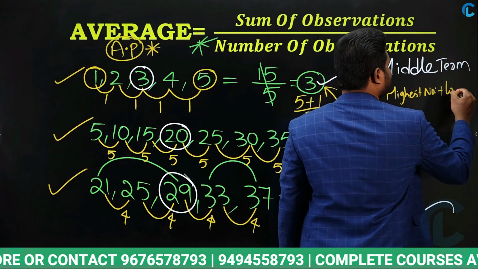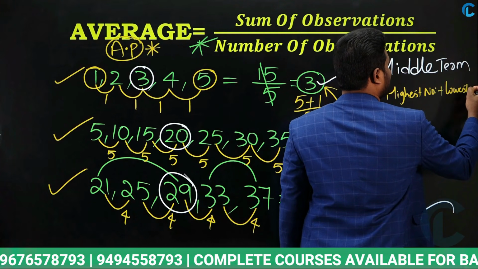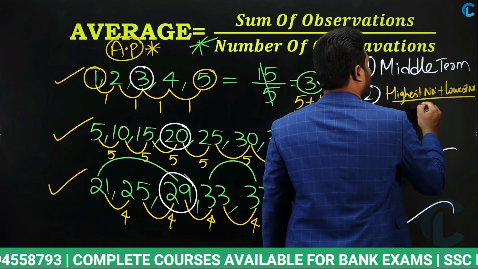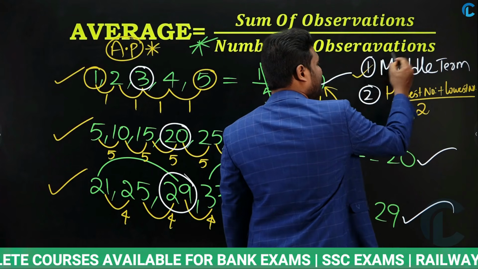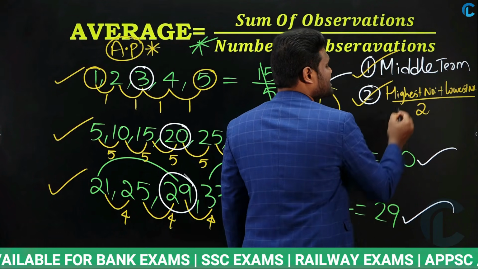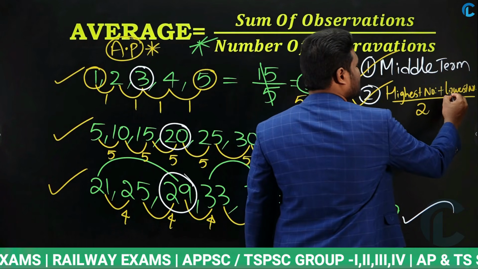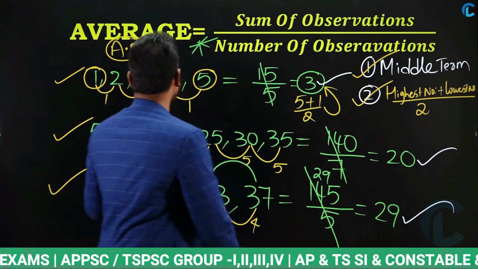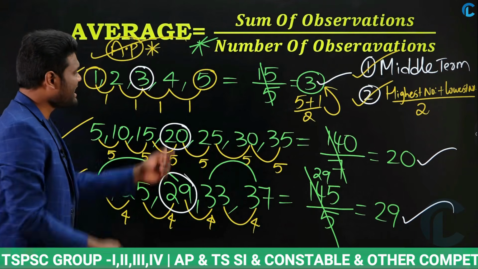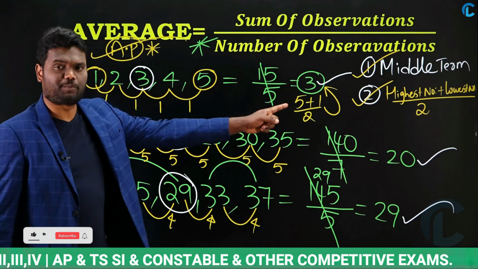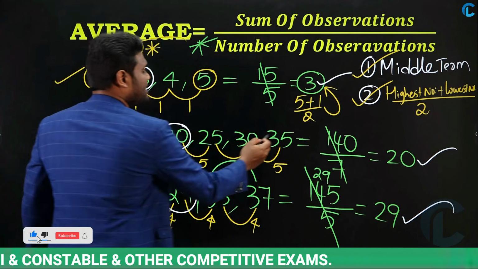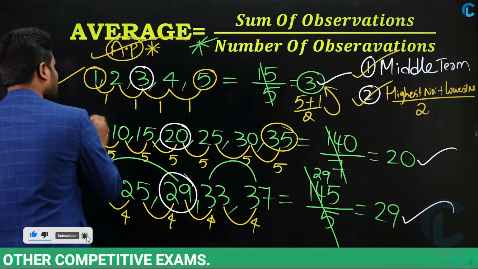So I can say that average is the highest number plus the lowest number by 2. Either you can say it as the middle term, or you can say it as the highest number plus the lowest number by 2, when the given series is in arithmetic progression. If you want, check for this also. What is the highest number? 35. What is the lowest number? 5.